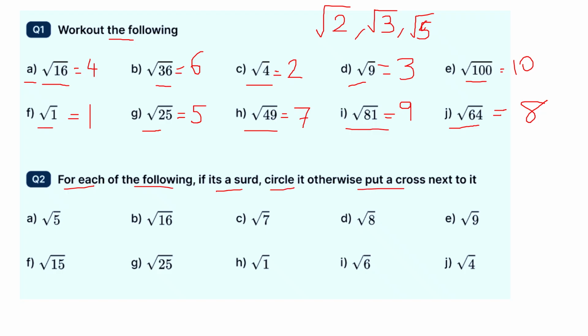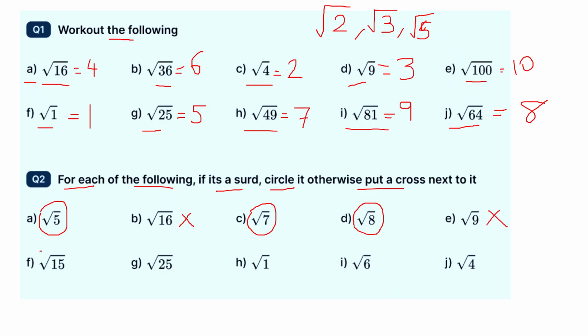So root 5 is a surd, because I can't think of a whole number, or even a terminating decimal, that multiplies by itself to give me 5. That's not possible. Root 16 is not a surd, because that gives you 4. Root 7 is a surd, because 7 is not a square number. Root 8 is a surd, because 8 is not a square number. Root 9 is not a surd.